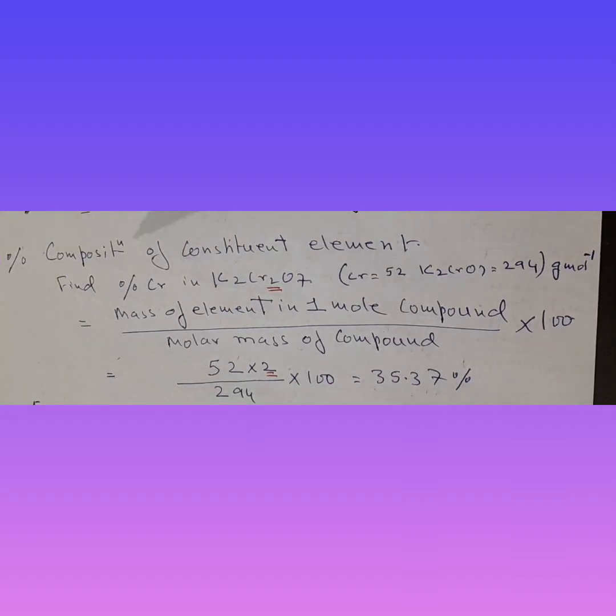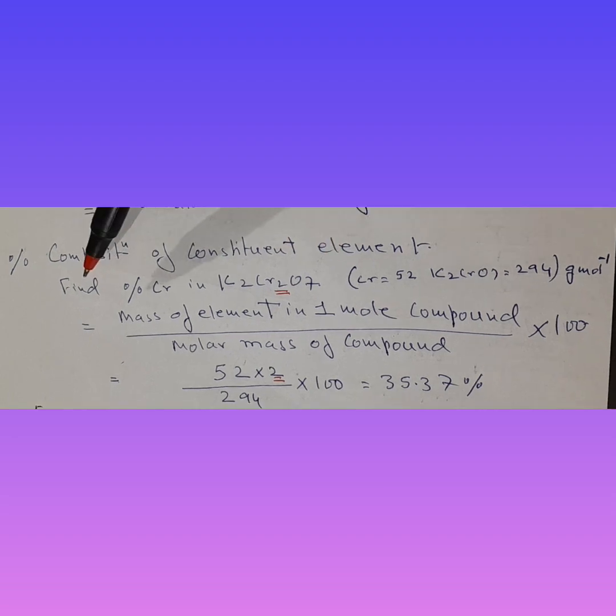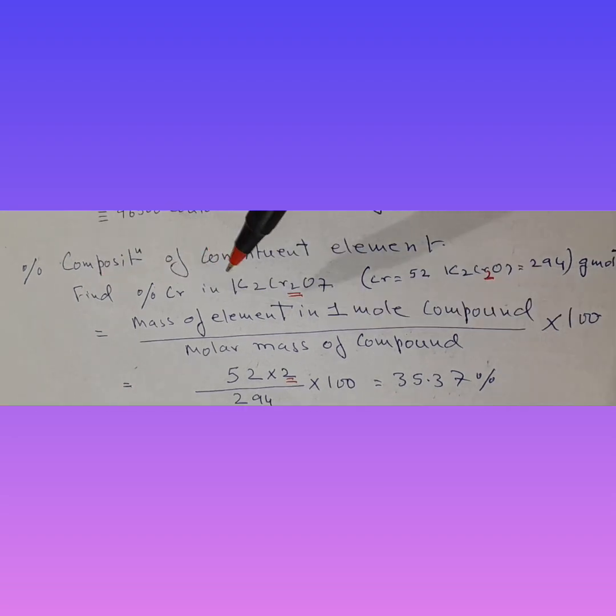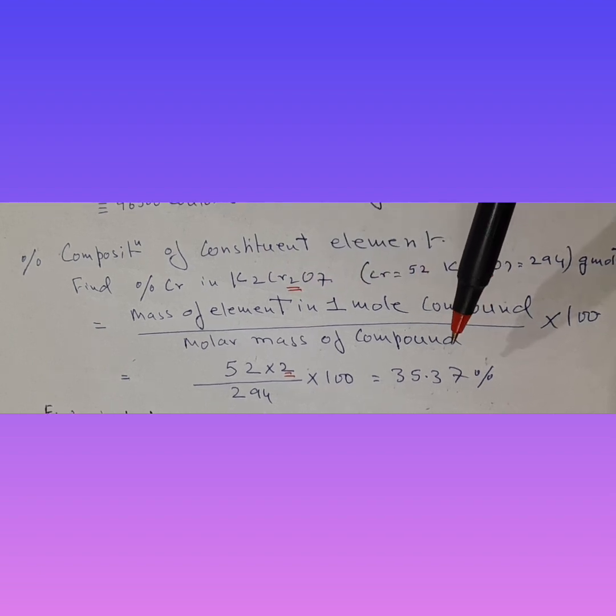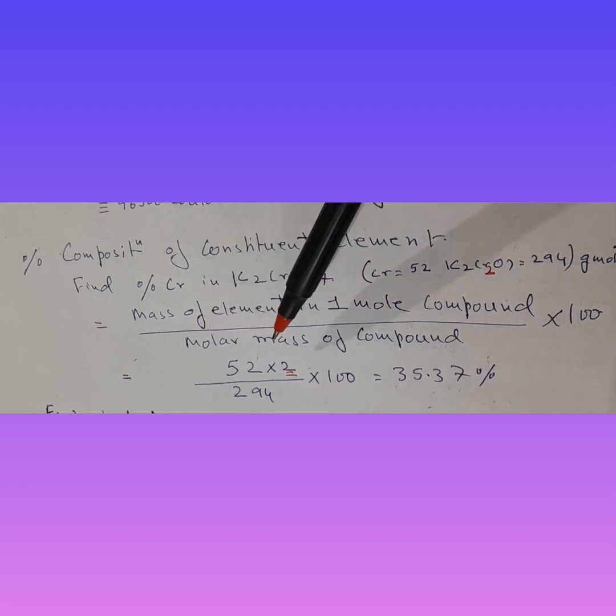So what I have next is percentage composition of constituent elements. I have been asked to find percentage chromium in K2Cr2O7, where chromium atomic mass is 52, whereas K2Cr2O7 is 294 grams per mole. Now, how do we find it? It is mass of element in 1 mole of compound upon molar mass of compound into 100.